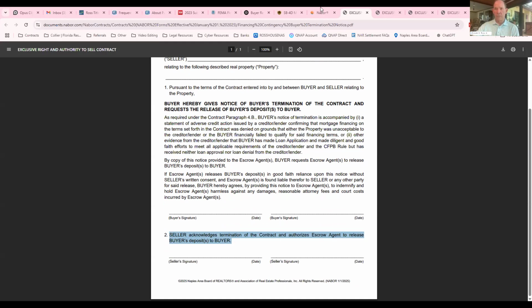So I think I've talked to NABOR about this, and last year they actually changed how they named all these forms, and they still really haven't fixed it fully. But last year, if you ever noticed, they called some of those notices cancellations, and then other ones they called terminations.